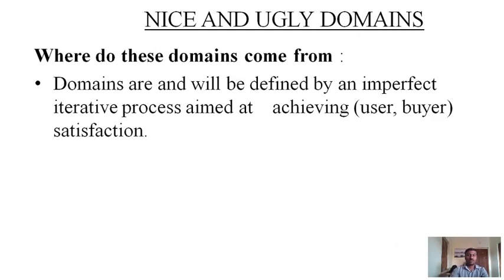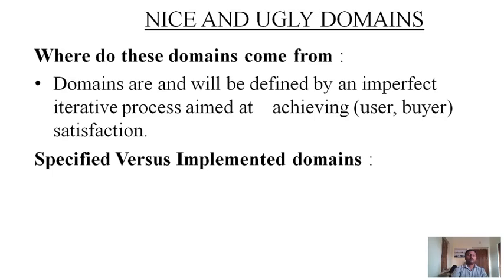These domains are defined by an imperfect iterative process aimed at achieving satisfaction. So, to achieve satisfaction, we provide an imperfect iteration process. Due to this, we are getting these nice and ugly domains. If they are correct, they come under nice domains. If they are not defined properly, or are incomplete, they come under ugly domains.